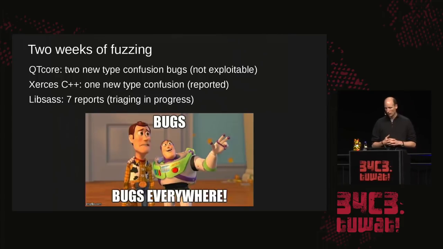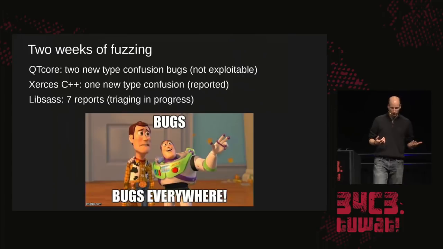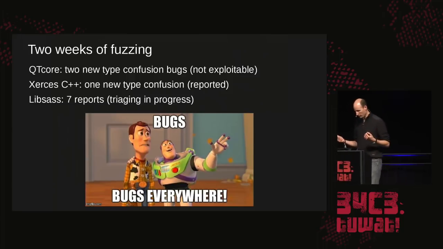After 2 weeks of fuzzing, we found 2 new type confusion bugs in Qt core, unfortunately not exploitable, but they've already been fixed and acknowledged by the developers. We found 1 more bug in Xerces, and we found 7 issues or reports in libsass, where we're still looking if they are exploitable or not. As it turns out, pretty much every software you throw at it will generate a couple of reports. Some of these reports are due to the underlying problems with C++, as there's no explicit type information. Developers are abusing the type system in many odd ways, which leads to some spurious reports. So actually triaging and figuring out if it is an actual bug or not adds additional overhead to it. So you have to spend some time to look into it, as, for example, with libsass.